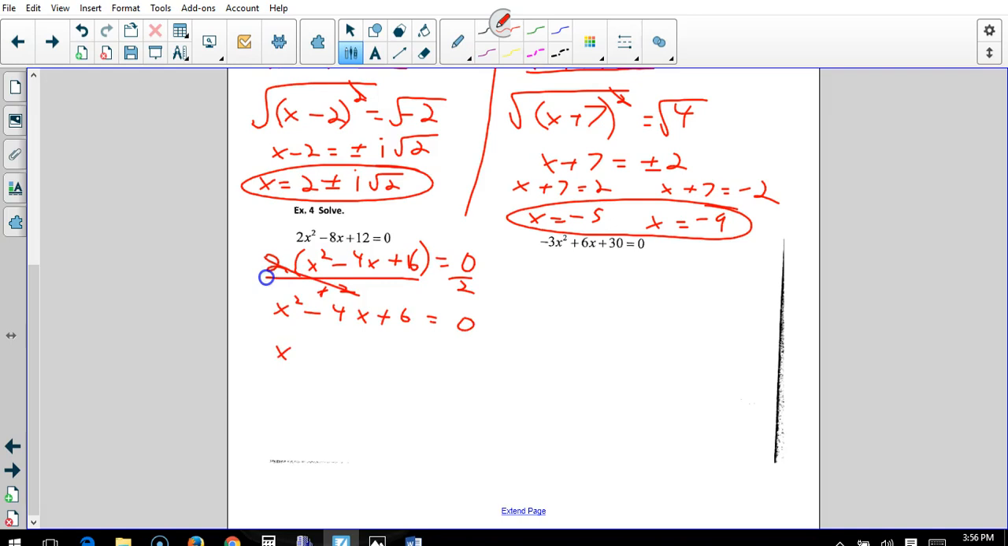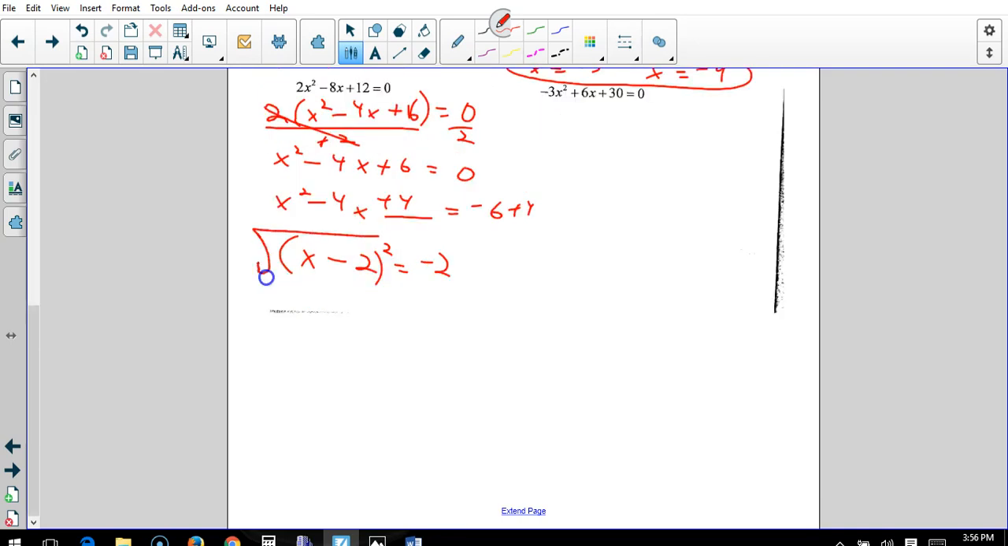I'm going to move the 6 over. Leave a space. Now I take half of -4. We're going to square negative 2 and put plus 4. Plus 4. So x minus 2 squared equals negative 2. Now I square root both sides. I'm going to have to use my i. X minus 2 equals plus or minus i root 2. Add 2 to both sides. X equals 2 plus or minus i root 2.